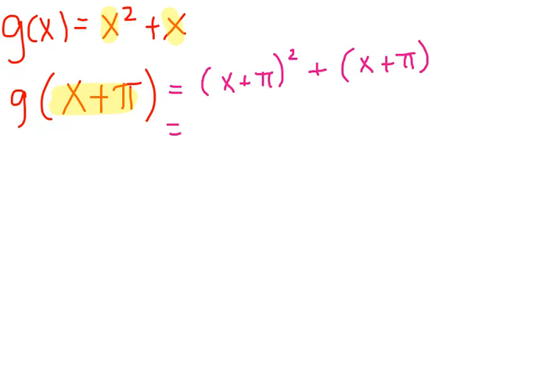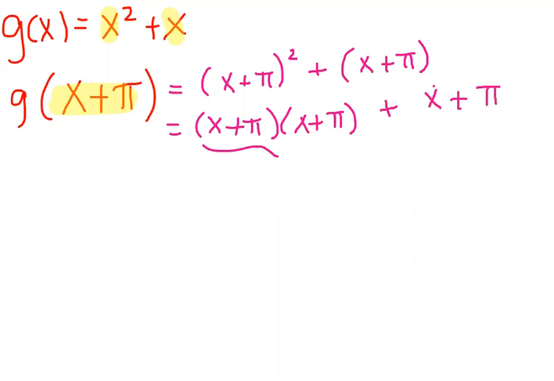And you can't square those terms. You can't just do x squared and pi squared. You actually have to do x plus pi times x plus pi. We'll end up adding another x plus pi, but we can't put those together right now. But the two on the left, you'll have to distribute, multiply out, do your FOIL method.